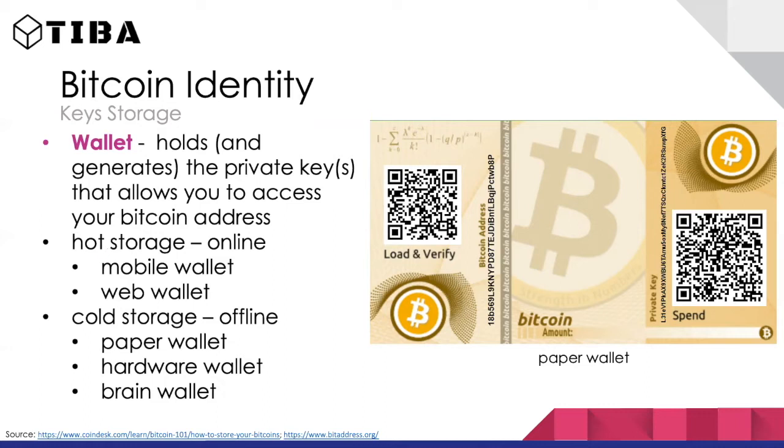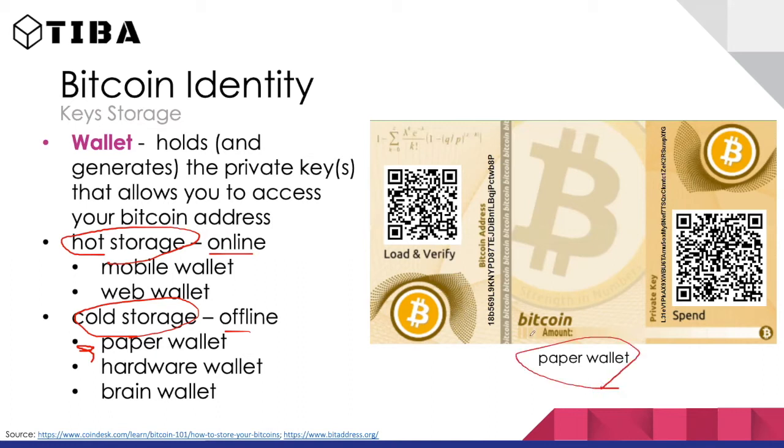So there are two types. One is called hot storage and the other is called cold storage. And the main difference is basically that one is online and one is offline. For hot storage, it could be a mobile wallet, it could be a web wallet that stores your keys. And for offline, you could have a paper wallet, like the one on the right.